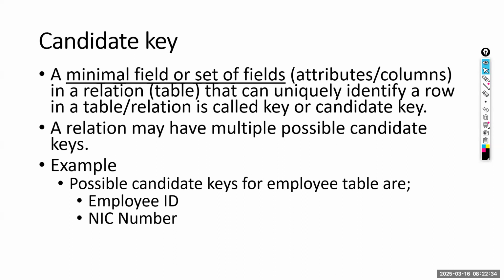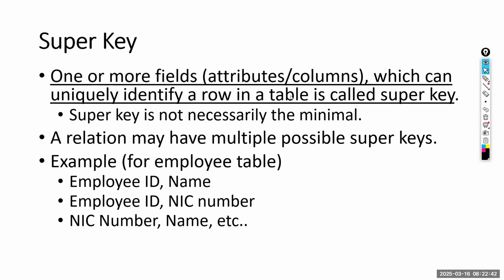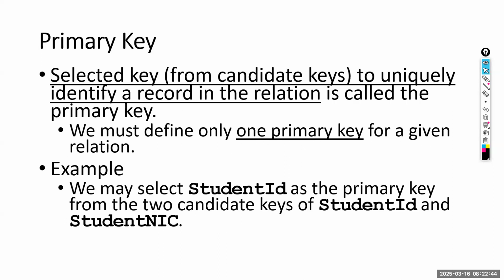But we need to identify, yes, these are possible candidate keys. Out of those candidate keys, we'll come back to super keys later, we will pick one as our primary key. That means we have more than one option, but we don't need more than one. We just need one of those candidate keys to uniquely identify a record. Maybe you have only one candidate key, or multiple candidate keys. Once you pick that, we call it the primary key. Here, primary means main.